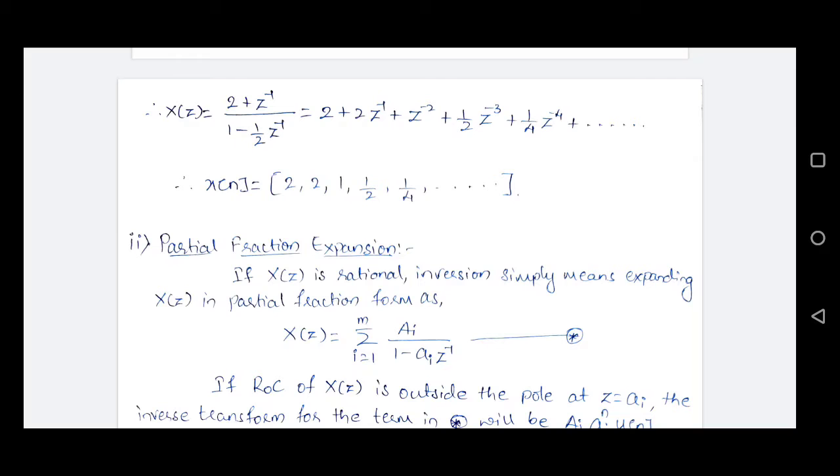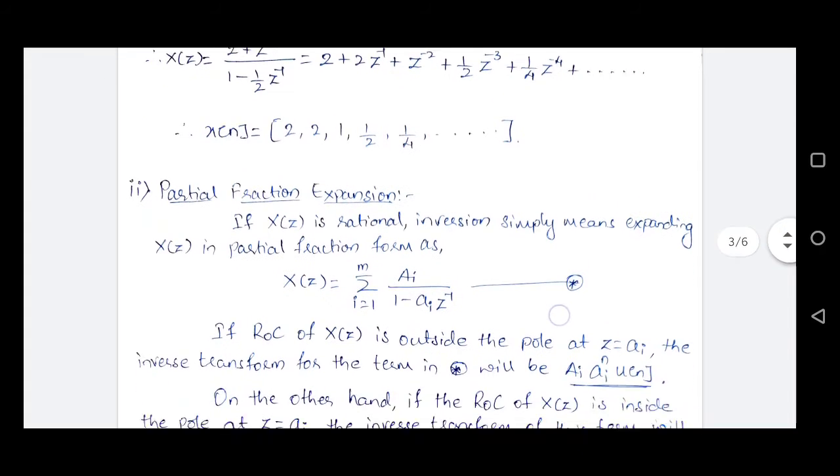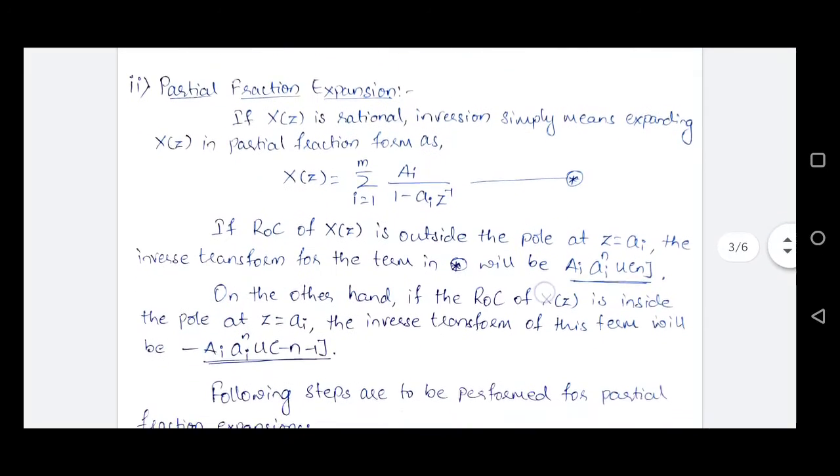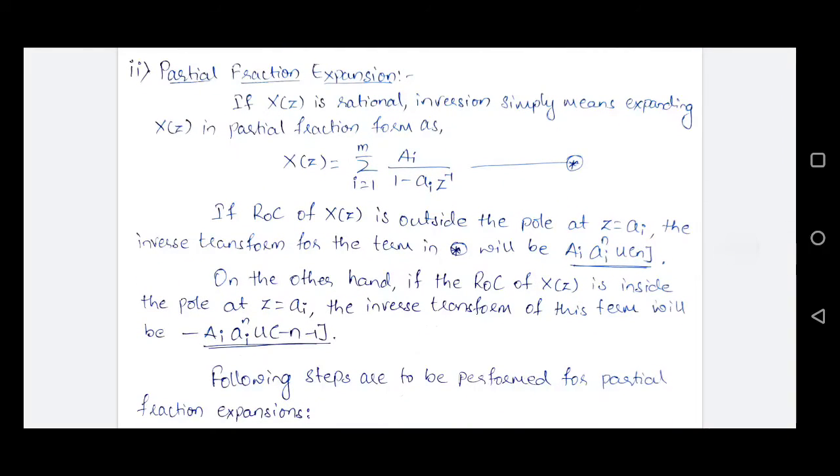And the second method to obtain the inverse z transform is partial fraction expansion method. Now, popularly, partial fraction expansion method is applied when x of z is expressed in terms of rational functions. And if x of z is rational, inversion simply means expanding x of z in partial fraction form, as we already know what is partial fraction and we have used it many a times.